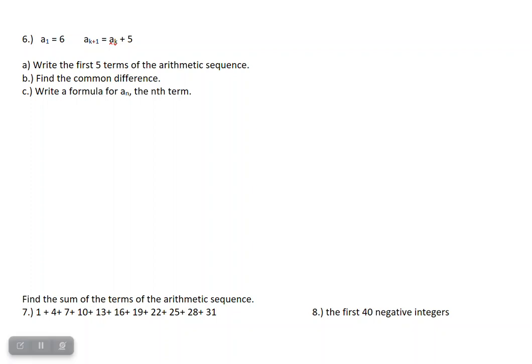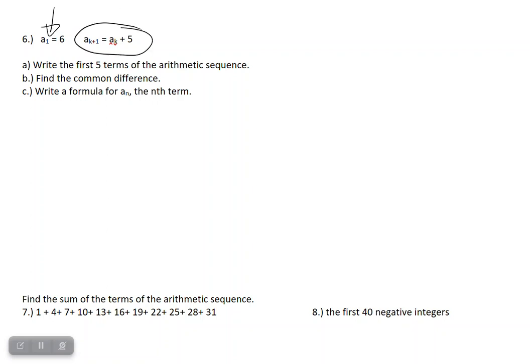We're going to finish the second half of this section by doing some examples. Number 6 should be pretty straightforward. We want to find the first 6 terms, then the common difference, and then the nth term formula for the specific list of numbers. So if we look at this right here, it tells us the first term.